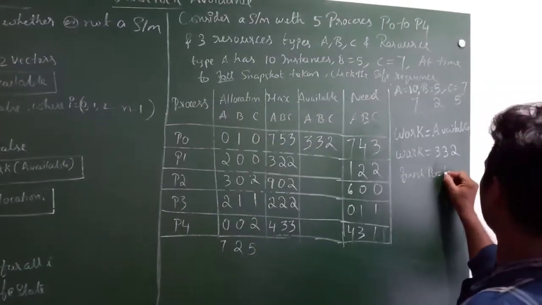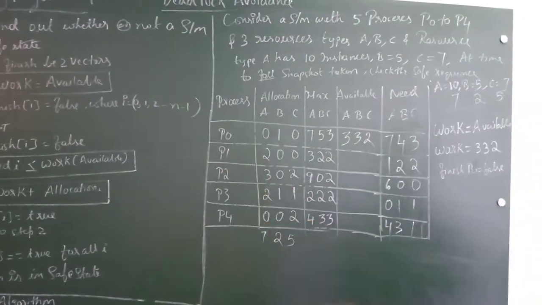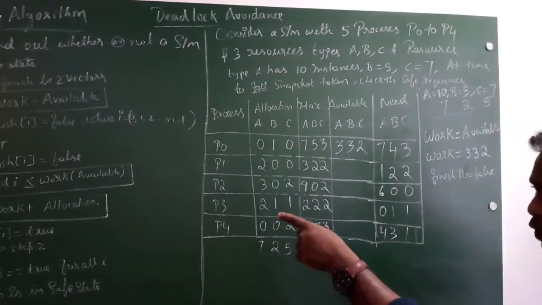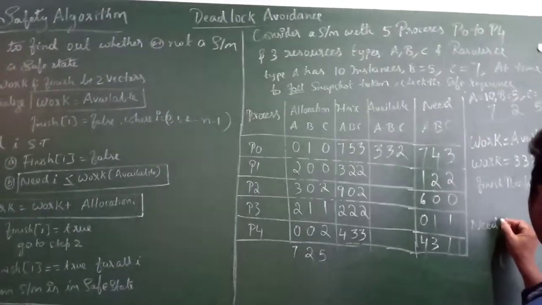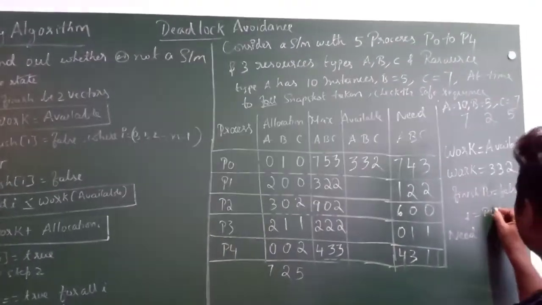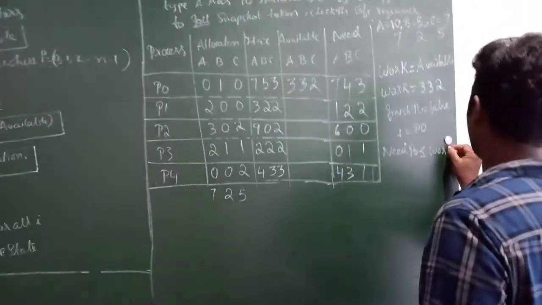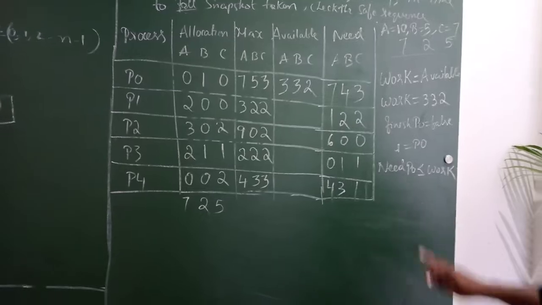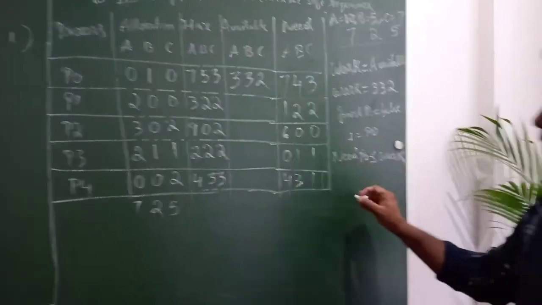First P0 is what I'll do. I'll just make it as false. I'll check. Find I such that finish of P0 equal to false. Then what I'll do is, they said that need of I is nothing but now it is P0. So need of P0 is less than or equal to work. I check need. Still how many resources P0 need here?